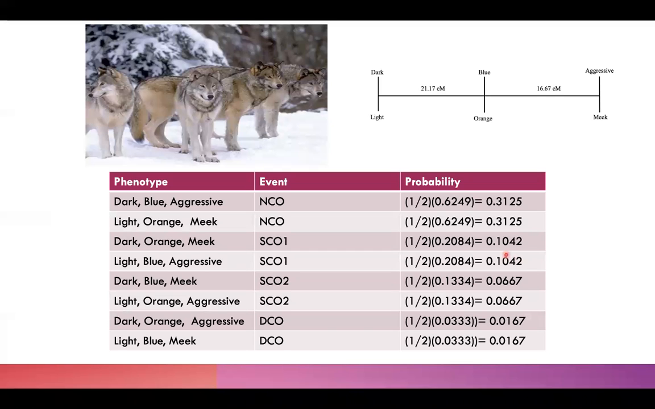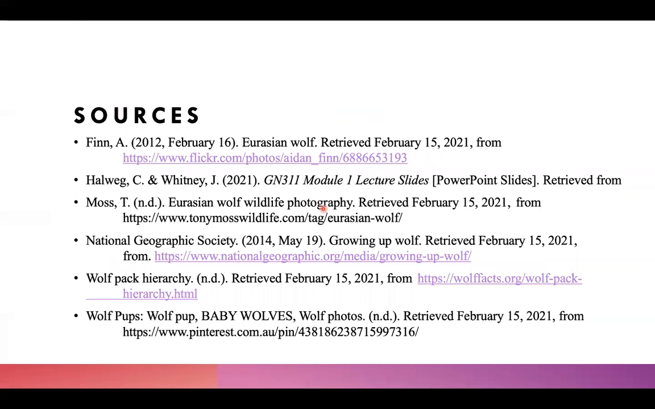And then listed below are all the different probabilities that each route the train could take to reach all its points, or all the possibilities for each phenotype of the Eurasian wolf.